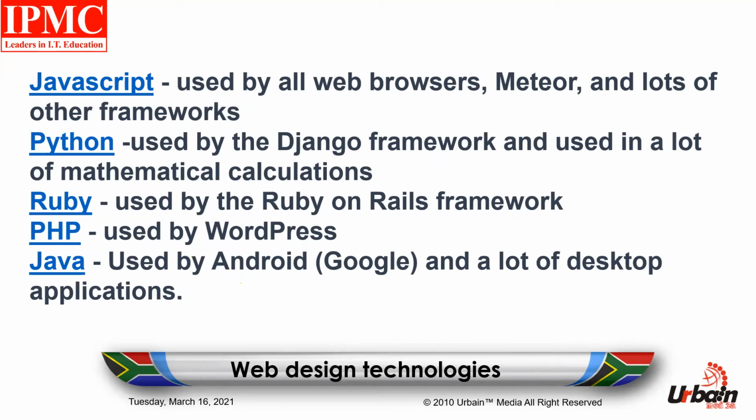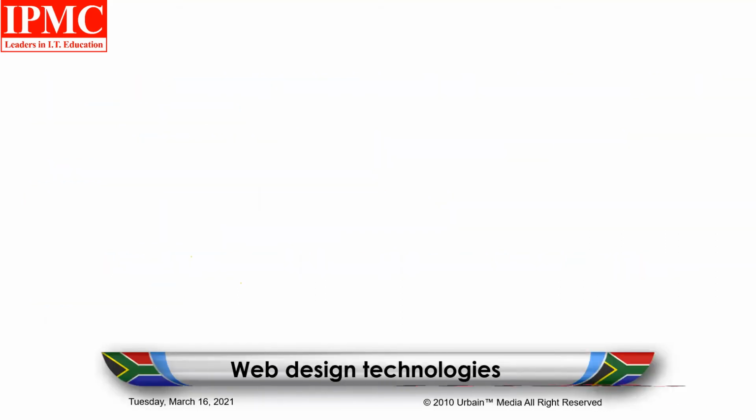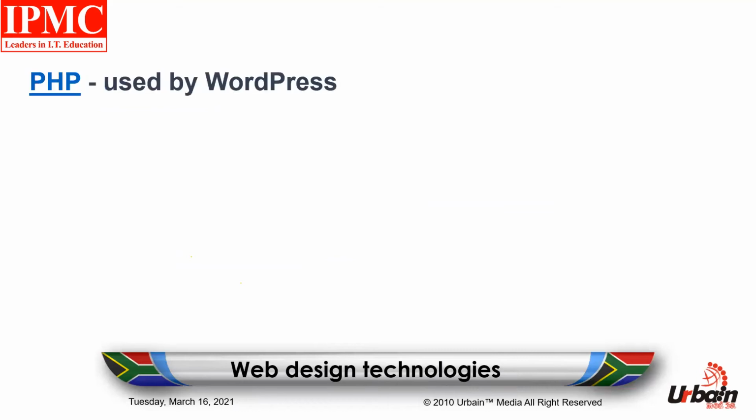WordPress is what we call a content management system. We have Java to create things like Android and desktop applications. So these are all programming languages that we have, and I'm happy to announce that we teach them.